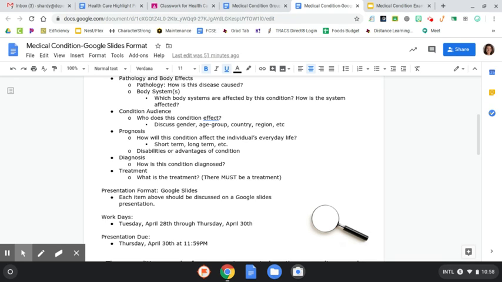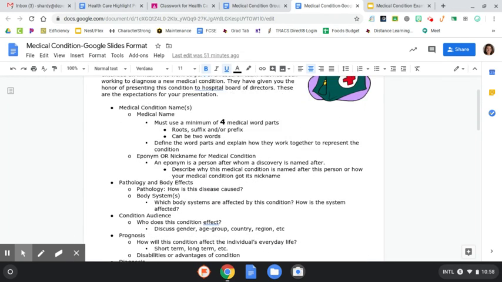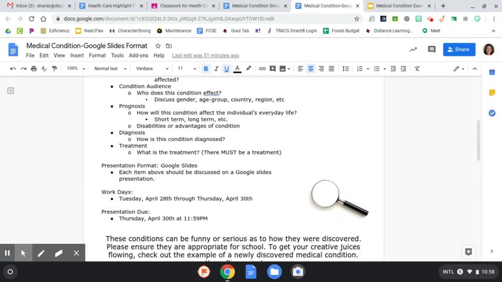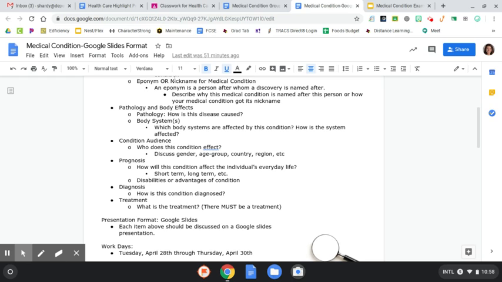So, presentation format is going to be Google Slides, and really just making sure everything is very crystal clear and they're really explaining all of these. Some of them, I would assume most of them, you'd probably put on a separate slide, but in my example, I'm going to show you, I have pathology and body effects together, but I explain them thoroughly.